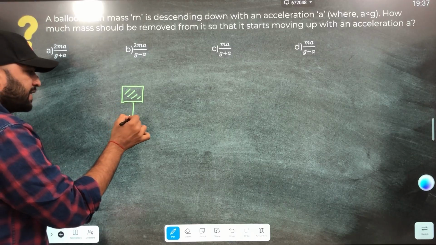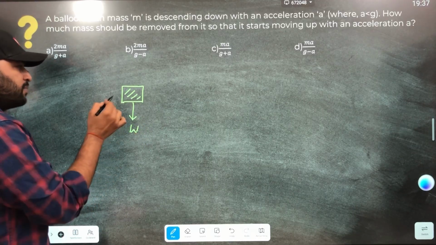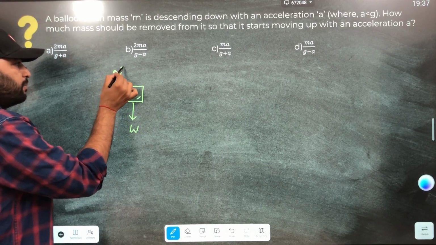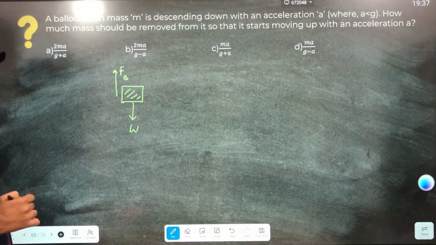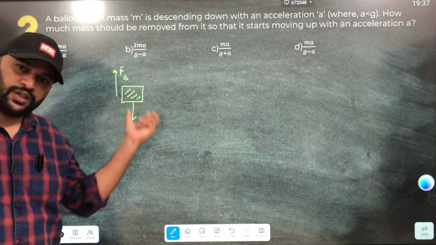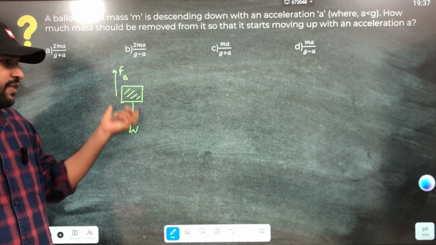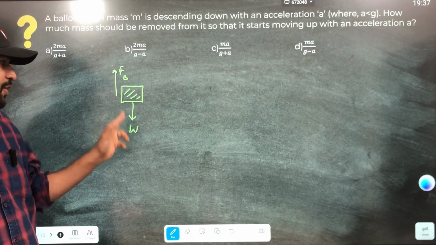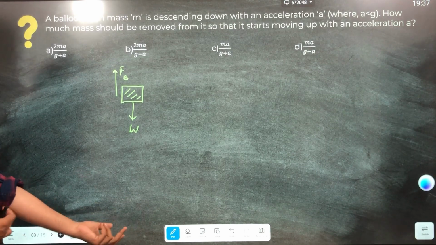One is the weight, which acts downward. The other is the buoyant force, which makes it go up. If the weight is a lot, it will go down. If the buoyant force is a lot, it will go up. Clear? The whole scenario here is because of weight and buoyant force. Clear?